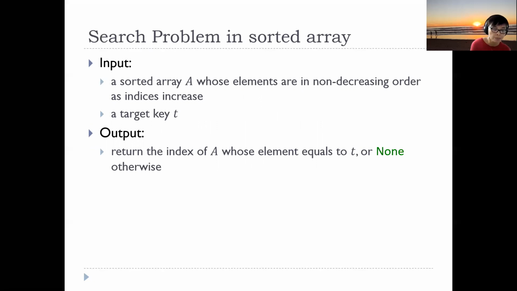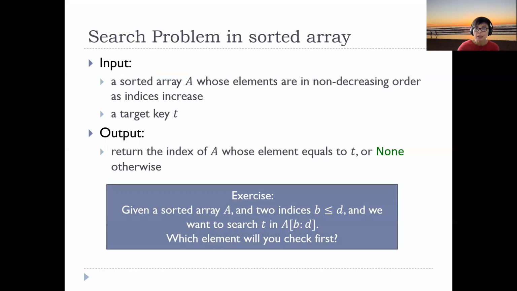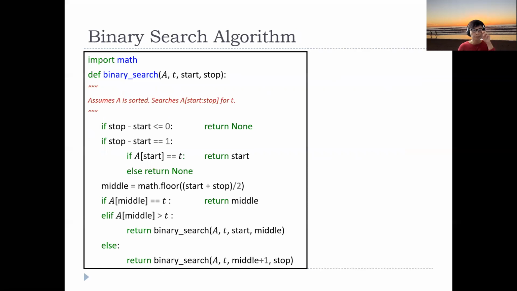It's important. Our input is an array sorted in non-decreasing order. We're also given a target key T that we want to look for. We want to return the index of A whose element equals T if we find it, if it's in A, or we return none otherwise. Okay, so that's what we want to do. The strategy we described earlier gives us the following.